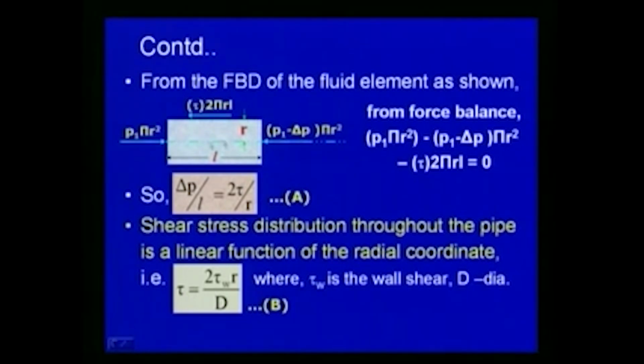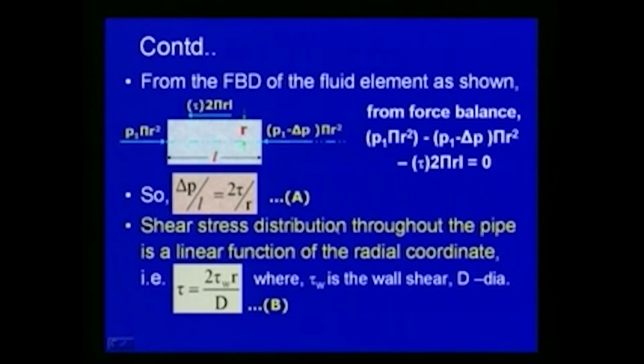So, here this is in the steady state condition. So, the algebraic sum of the forces should be equal to 0, since the forces we consider are the pressure force and the shear force. By this relationship we can see that the pressure difference delta P between these two sections, we can write delta P by L is equal to 2 into tau by r, where r is the radius of the fluid element and tau is the shear stress.